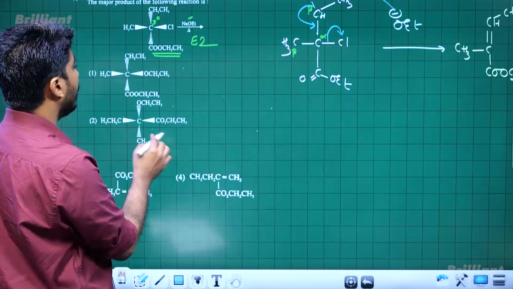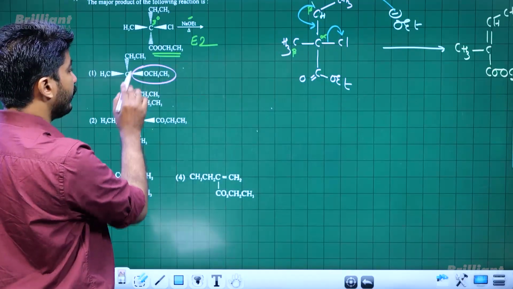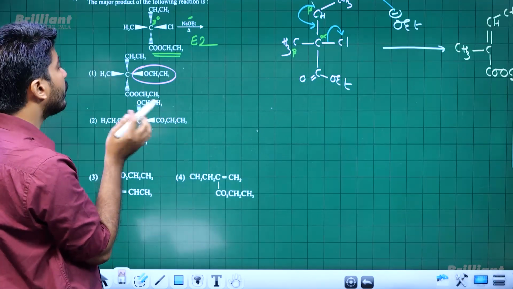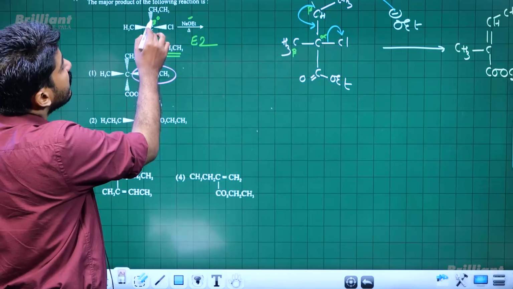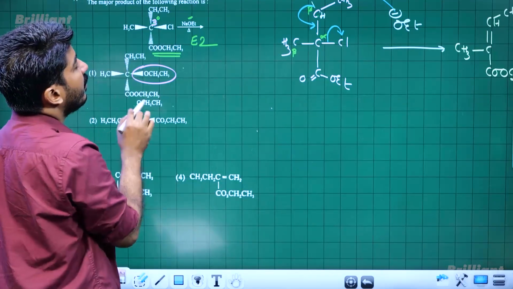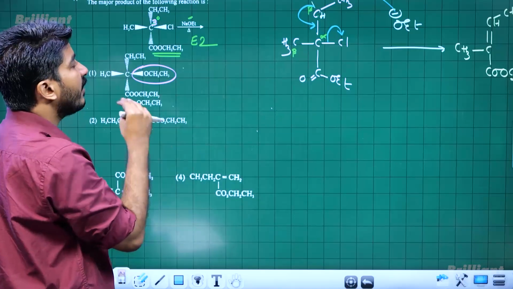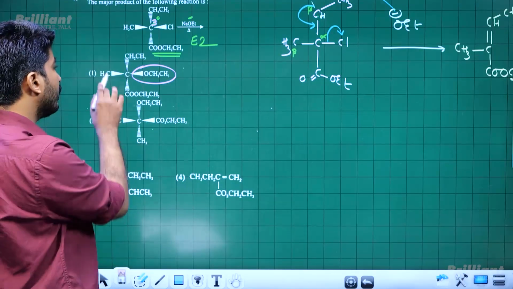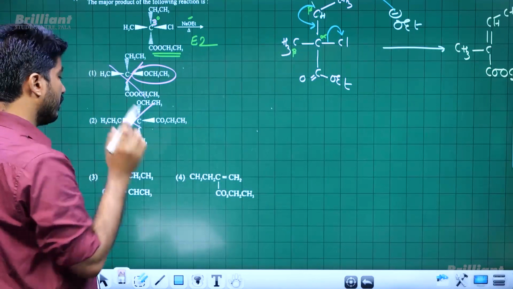In the options they have shown a nucleophilic substitution here, a nucleophilic substitution here also. That does not occur, because this is a tertiary haloalkane. We know the rule: tertiary haloalkane with any alkoxides shows elimination reactions, not substitution reactions. So these are entirely wrong options.